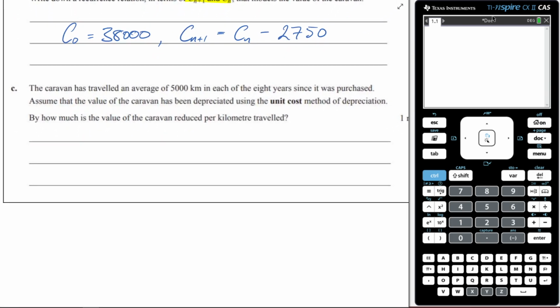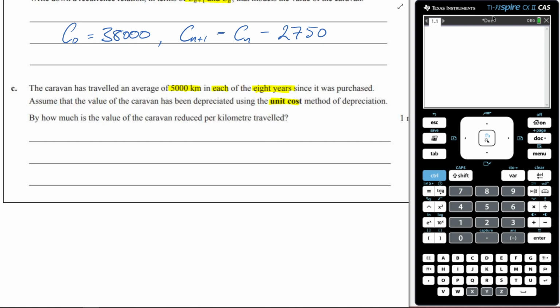All right, let's read it. It says, the caravan has traveled an average of 5,000 kilometers in each of the 8 years since it was purchased. So the caravan has traveled an average of 5,000 kilometers in each year of the 8 years it was purchased. Assume that the value of the caravan has been depreciated using the unit cost method of depreciation. By how much is the value of the caravan reduced per kilometer traveled?